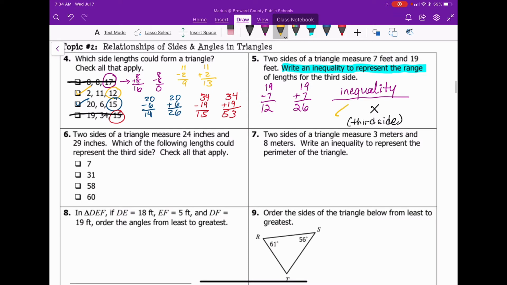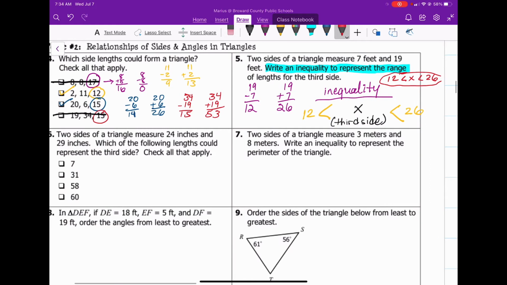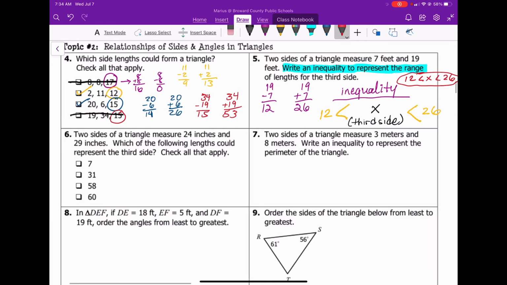And it's going to be between 12 and 26. Okay. So that third side, to make sure we're clear, when you write this, it should look like, just to make sure, 12 less than x less than 26. So it has to be between 12 and 26. This is the inequality right there. Okay. All right.